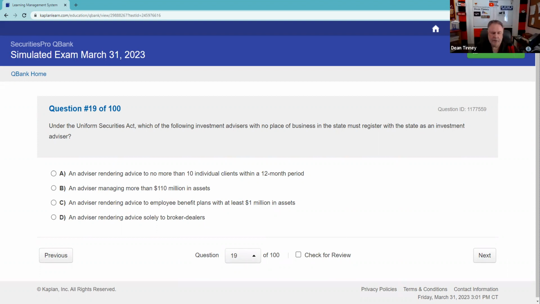Under the Uniform Securities Act, which of the following investment advisors with no place of business in the state must register with the state as an investment advisor? A, an advisor rendering advice to no more than 10 individual clients within a 12-month period. B, an advisor managing more than 110 million in assets. C, an advisor rendering advice to an employee benefit plan with at least 1 million in assets. D, an advisor rendering advice solely to broker dealers. It says which must register, so it's no more than 5 in 12-month periods, so A. Yeah, good job.